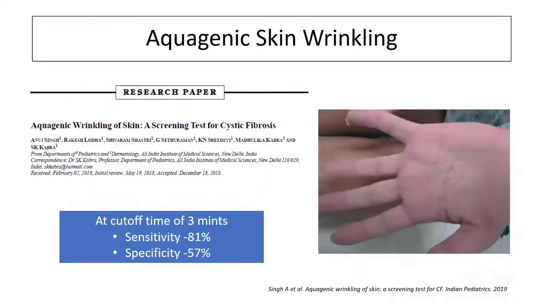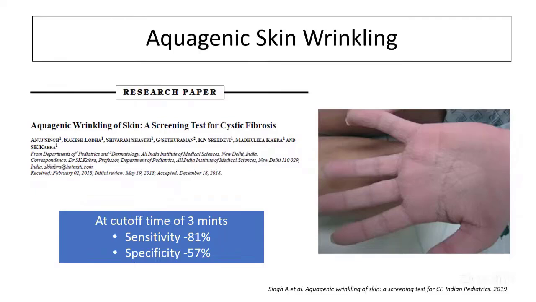Yes, this is a very new test that has come from a study at AIIMS New Delhi. They found that when a child with cystic fibrosis plays in the water, the wrinkling of the skin occurs very smoothly. Based on this observation, they did a randomized control trial, and they found that infants with cystic fibrosis develop wrinkling of the skin within 3 minutes. With this method, they found a sensitivity of about 81% and a specificity of about 57%.